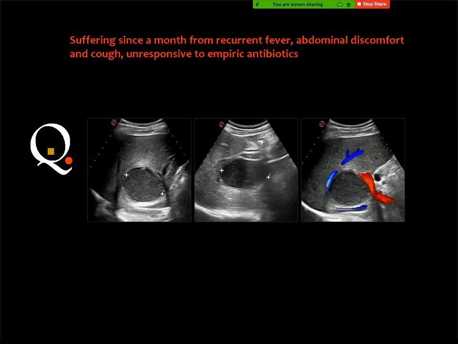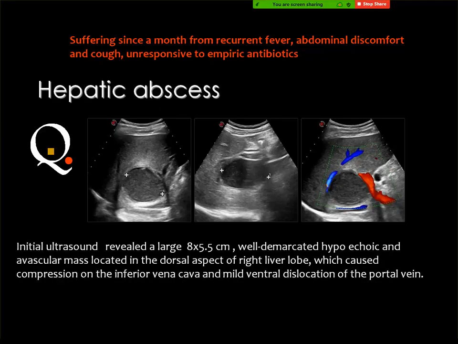Liver abscess, and this is right. You got the echogenic content of the abscess, and you may see some acoustic enhancement, and also you know that it is devoid of vascularity.